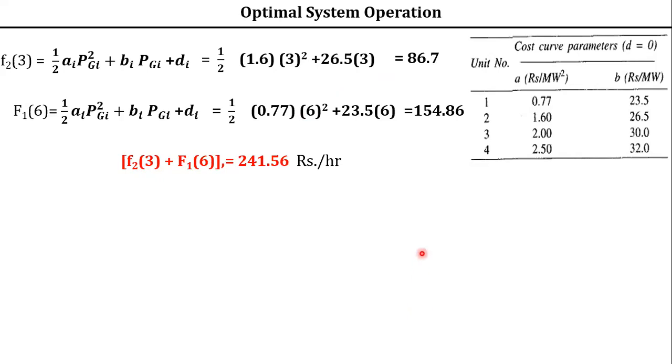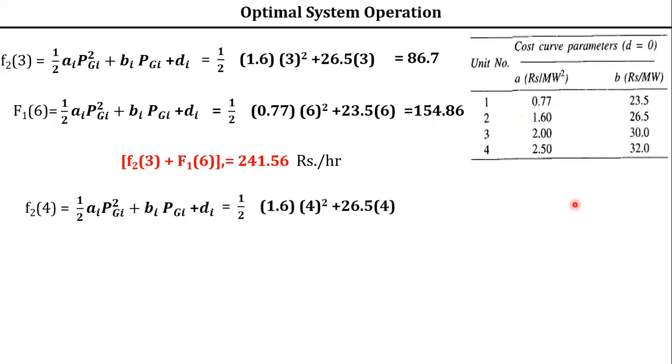Okay, let us do it. First F2 of 4. What is the value of F2 of 4? Punasmita has given the answer, 245.925. Let us check that one. F2 of 4 is equal to this equation. What is the PG value? Here it is 4, that you substitute. And AI, BI, DI values, which values are you going to consider for unit 2? For unit 2, you have to consider these values. Substitute those values and you will get the value equal to 110.8.